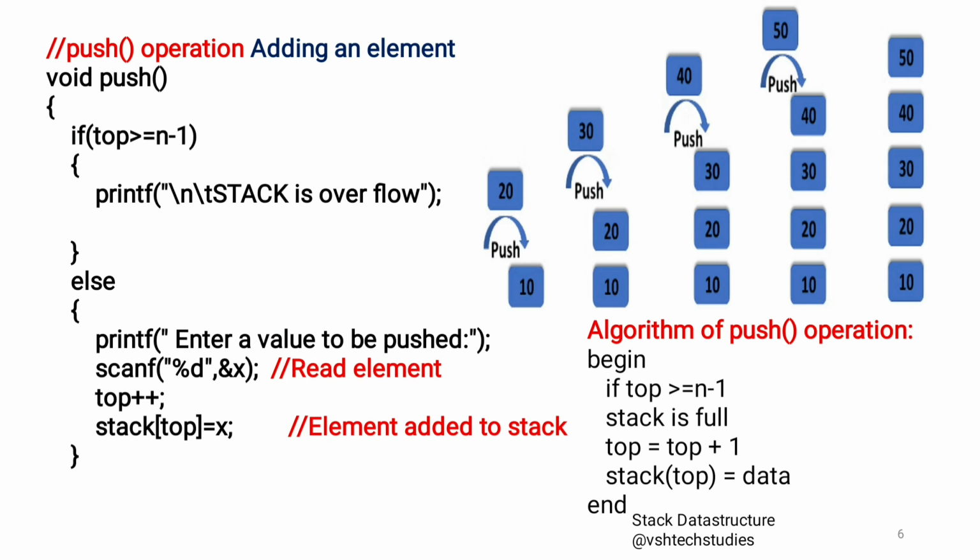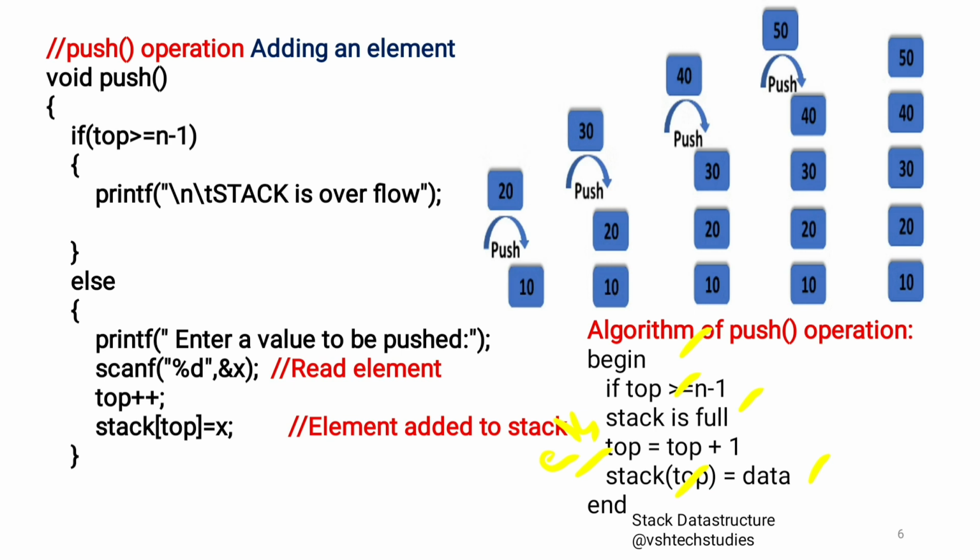So next, the push operation, which is called to add an element to the stack at index position top in that memory location in the stack. The algorithm is: if top is greater than or equal to n minus 1, which means the index of top position will be 4 if 5 memory locations are there in the stack, then the stack is full. Otherwise, top must be incremented and stack top must be given the data.